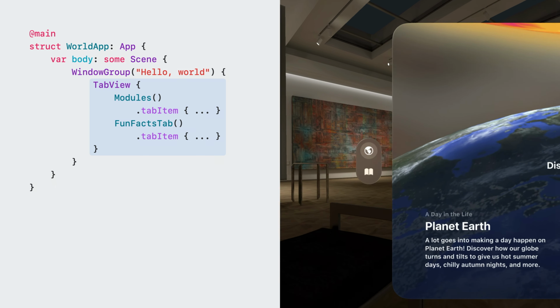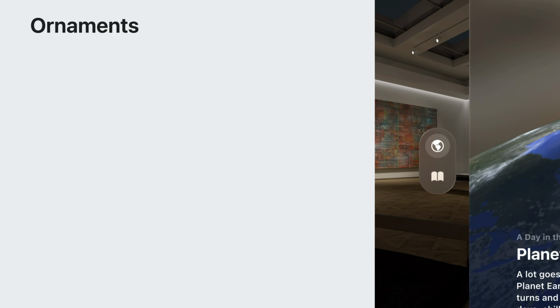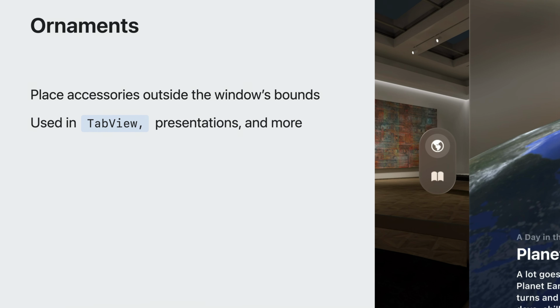Tab view has a unique appearance, hanging off the edge of my window. Tab view is a great example of a new concept we've added to SwiftUI, ornaments. Ornaments allow you to place accessory views relative to your app's window, and they can even extend outside the window's bounds. These are great for displaying additional controls that don't belong in the window itself and can avoid interfering with your app's content. And we can even create our own ornaments using the new ornament modifier.